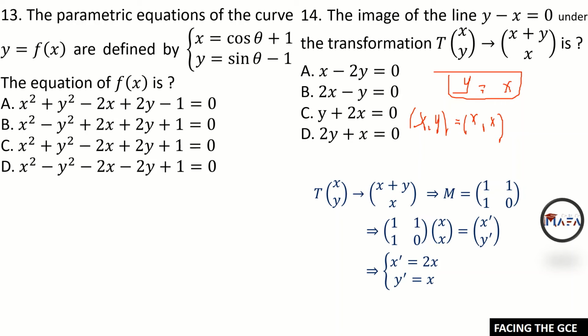So from equation 1, we can get x. Our x is x prime divided by 2. We fit that in equation 2 and we get y prime to be x prime divided by 2. We cross multiply with 2, we get 2y prime, then we subtract x prime, minus x prime to be equal to 0. We can divide all through by the negative, so we get our answer as x prime minus 2y prime to be equal to 0. So the equation of this line, y minus x equal to 0, under the transformation whose matrix we determined is just the line x minus 2y equal to 0.